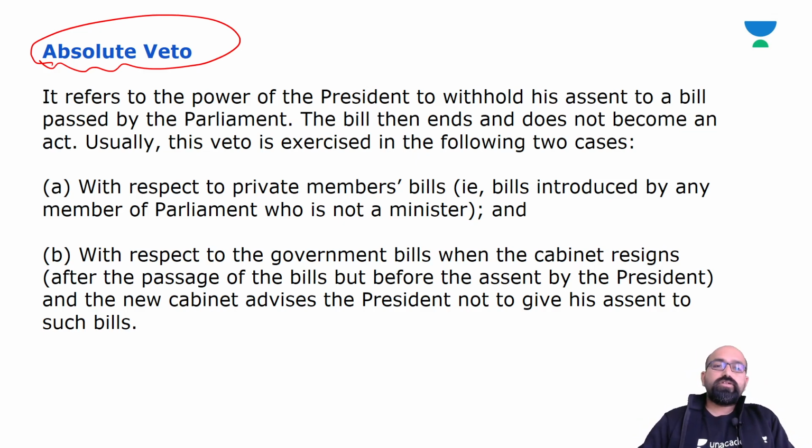Usually this veto is exercised in the following two cases: with respect to private members' bills, that is, bills introduced by any member of parliament who is not a minister; and second, with respect to government bills, when the cabinet resigns after the passage of the bills but before the assent by the president, and the new cabinet advises the president not to give his assent to such bills. This is the absolute veto.